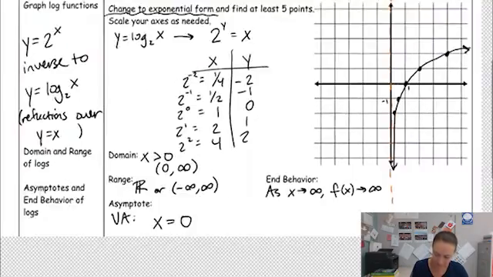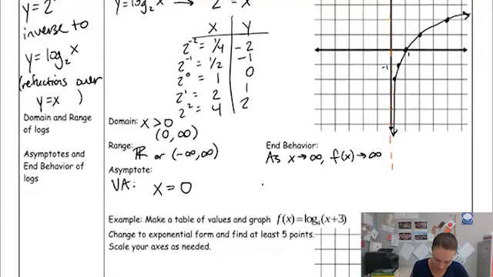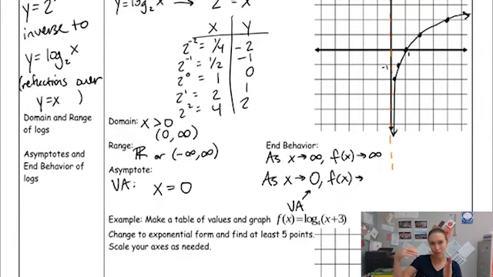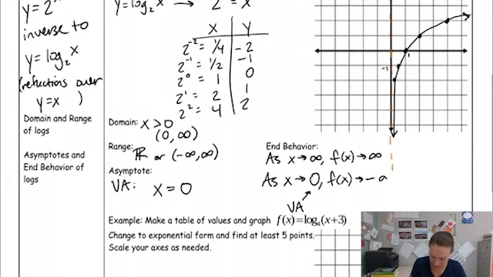Now, the left end of the graph. How far left does it go? Does it go to negative infinity? No, it doesn't. So I can't say as x approaches negative infinity. I need to say as x approaches, where is it approaching? What is the graph approaching in the x direction? In this case, it's approaching 0. That's our vertical asymptote. Then f of x, as I get closer and closer and closer to 0, this graph keeps going down forever to negative infinity. So the end behavior for logs is a little different.